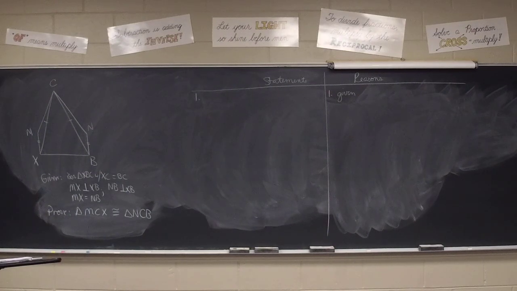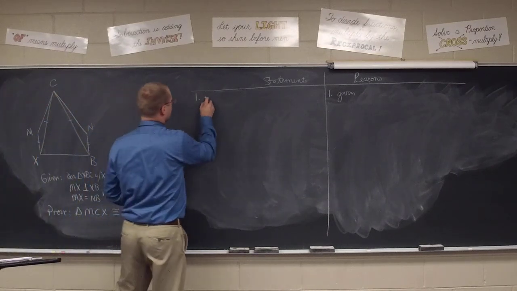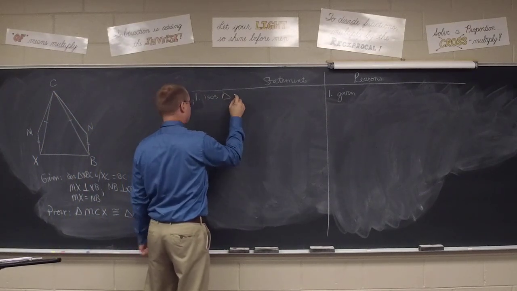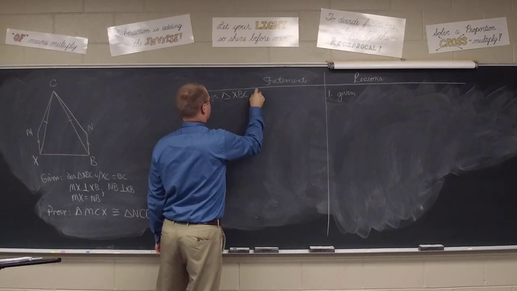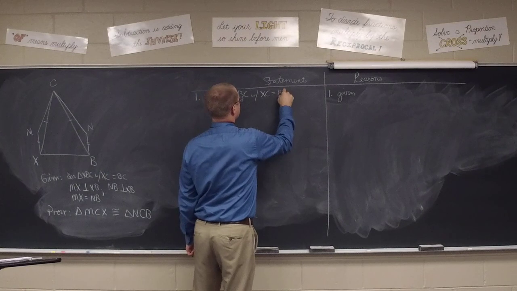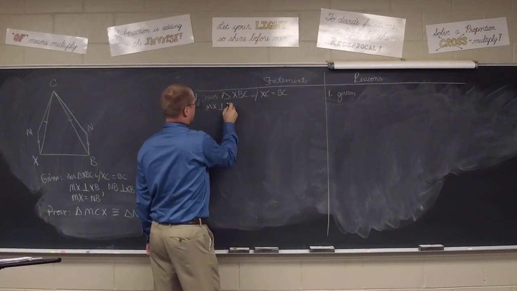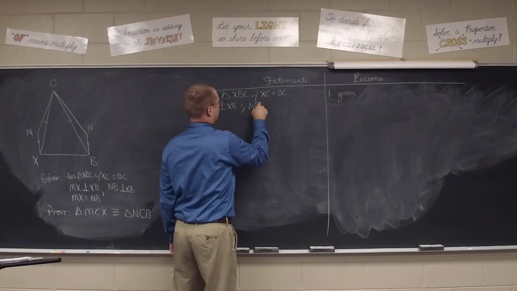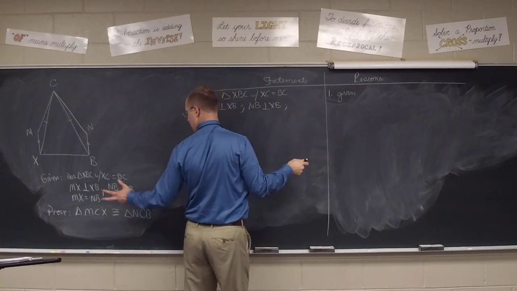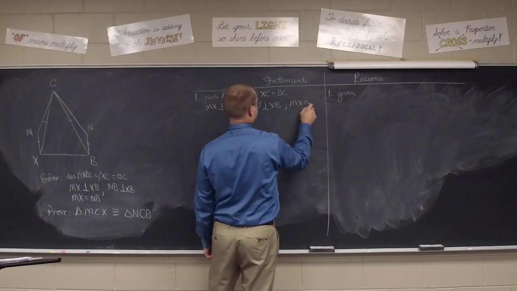All right, once you got that down, 2 columns: statements, reasons. Just looking at it, I know how. All right. Get you your first statement, first reason. Isosceles triangle XBC with XC equal to BC, MX perpendicular to XB, NB perpendicular to XB, and MX equal to NB.